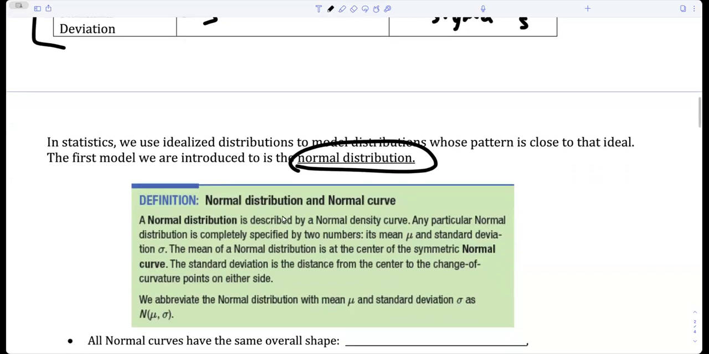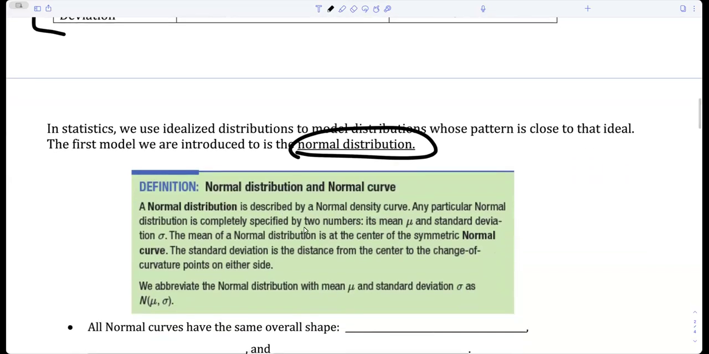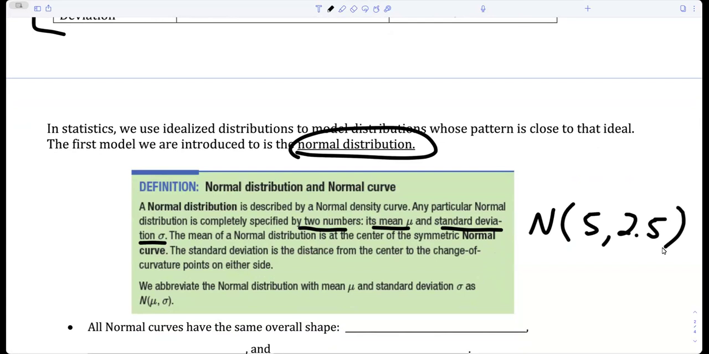You can describe any normal distribution by two numbers, the mean mu and the standard deviation sigma. So a lot of times the shorthand for writing a normal distribution might be this, and then let's say it's 5 and 2.5, where the first number is the mean of that distribution, mu, and the second number is the standard deviation, sigma, which is 2.5. So any normal distribution is designated by the mean and the standard deviation.